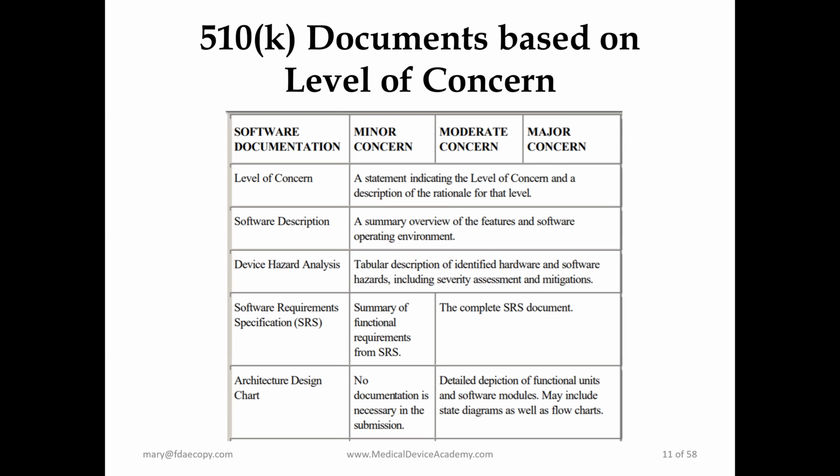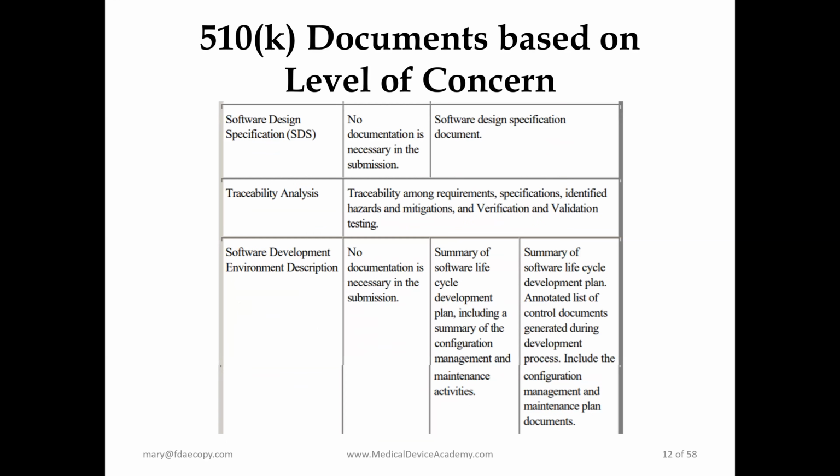So you'll notice that the software documentation identified in the left column corresponds to each of those deliverables that we had in the table of contents. So this is where, if it's a minor level of concern, the architecture would not be applicable for your submission, so you could remove that from the table of contents. But this will serve as your guide. And then the next page is just a continuation of that same table. So just getting into more of the deliverables and the requirements there.